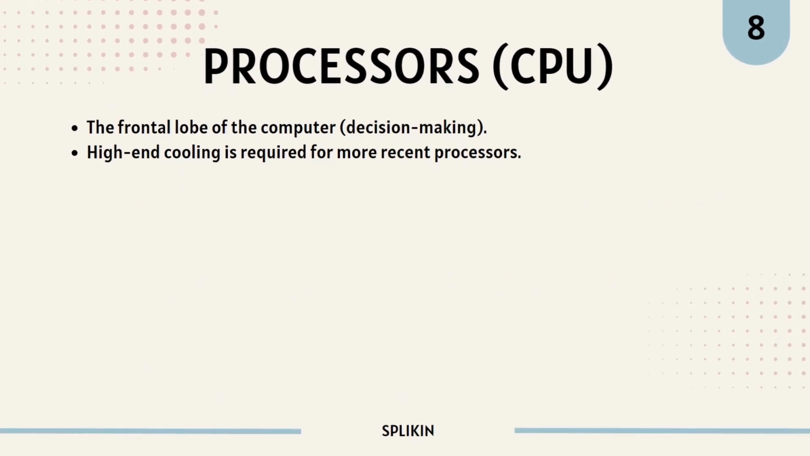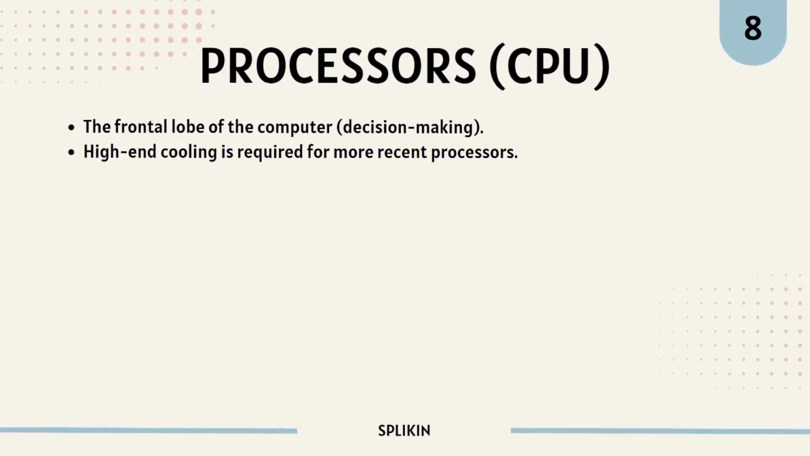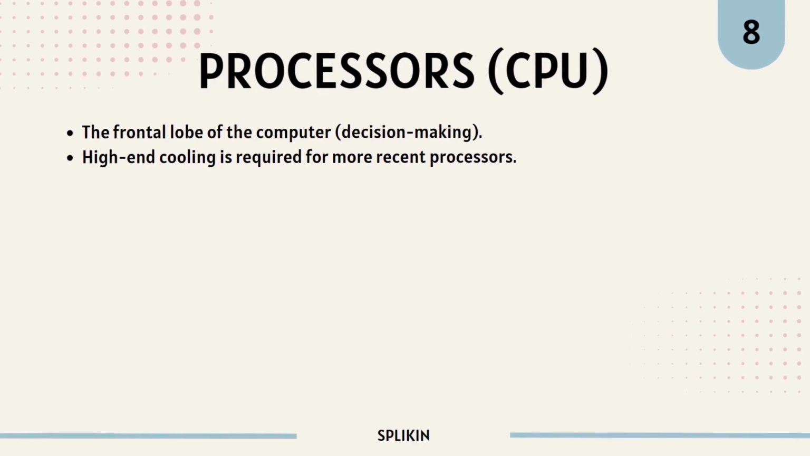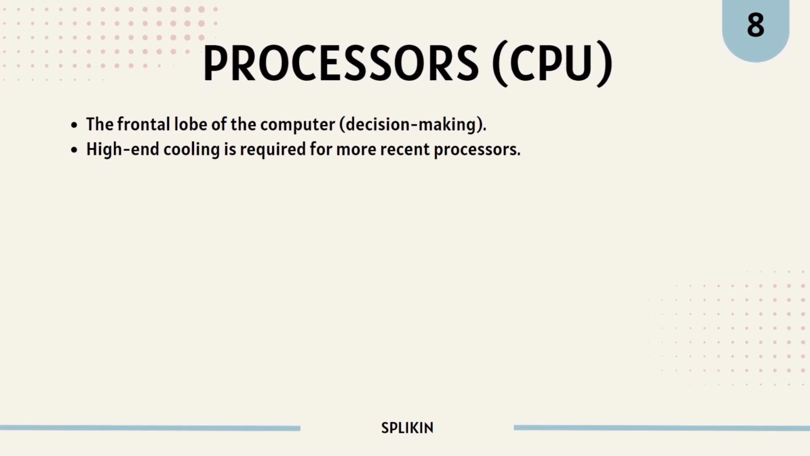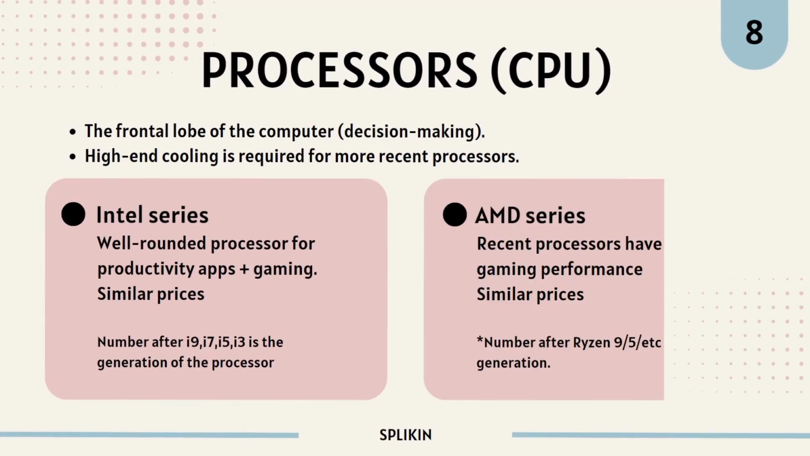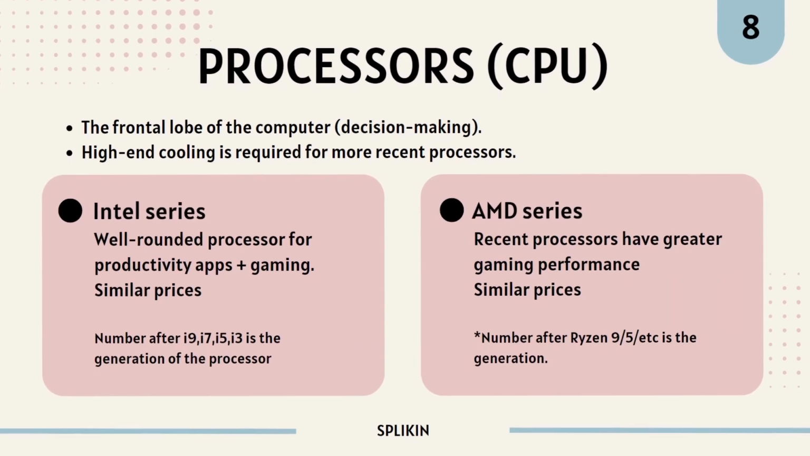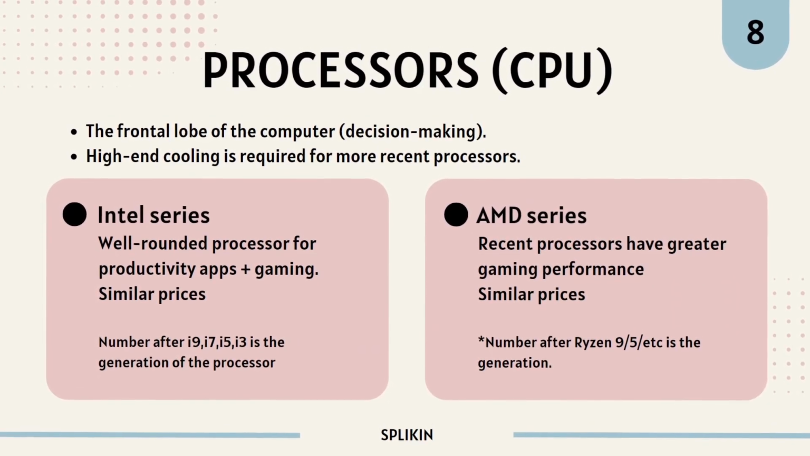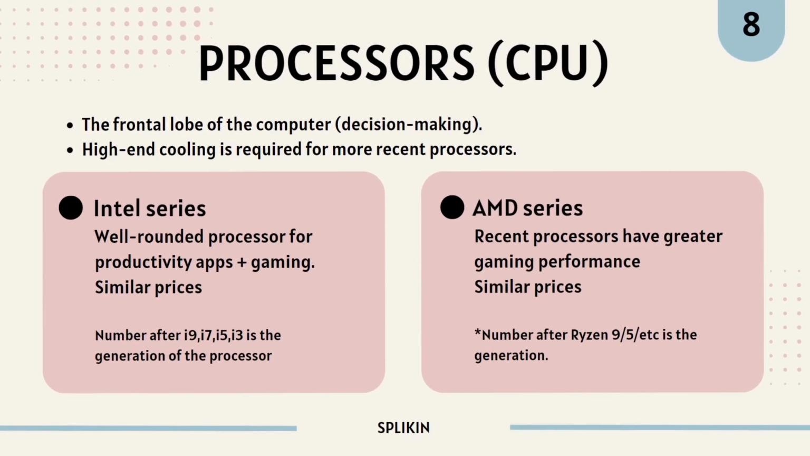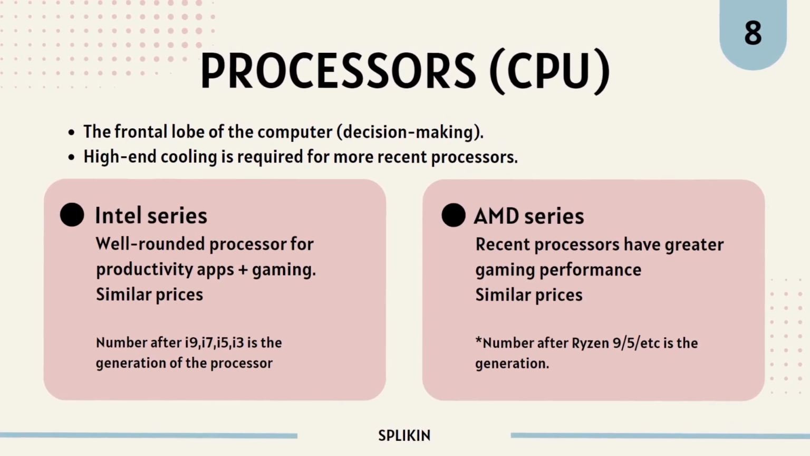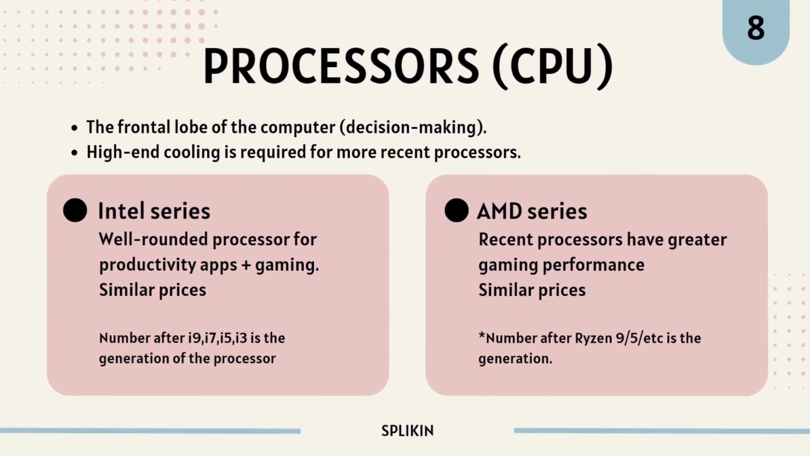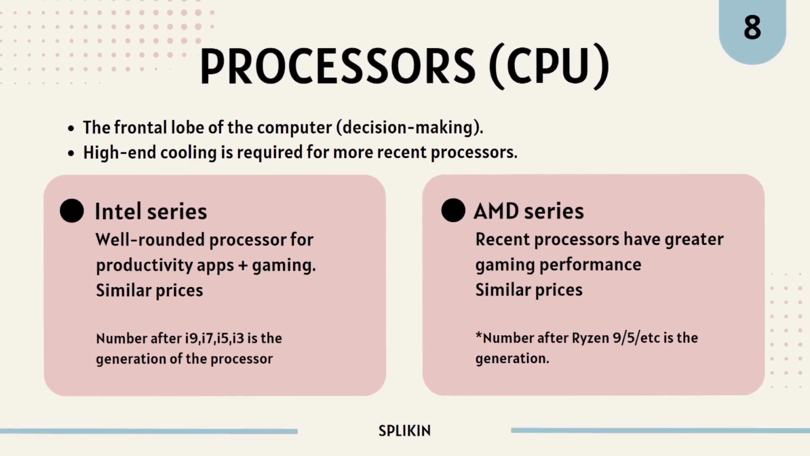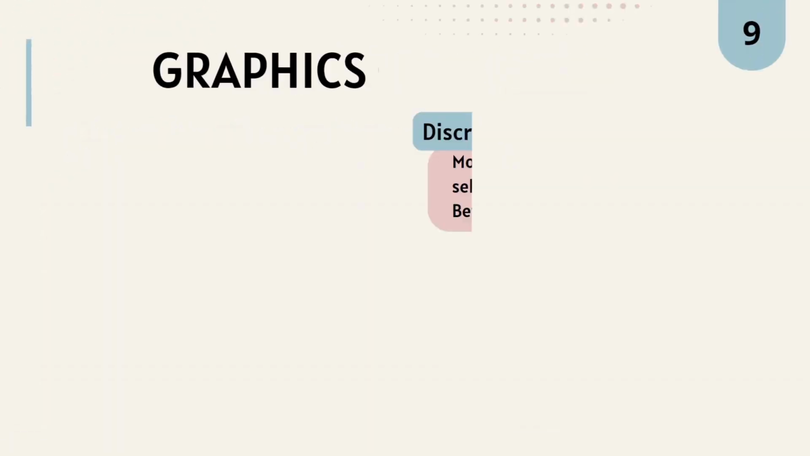Processors. Processors act as the frontal lobe of the computer, which basically means they're responsible for decision making. In the most recent processors, more extensive cooling is required. There are 2 main brands for processors, as mentioned before, the Intel series and AMD series. While they are quite similar in price and function, Intel is generally better all around for productivity apps as well as gaming, whereas the recent AMD processors have greater gaming performance.